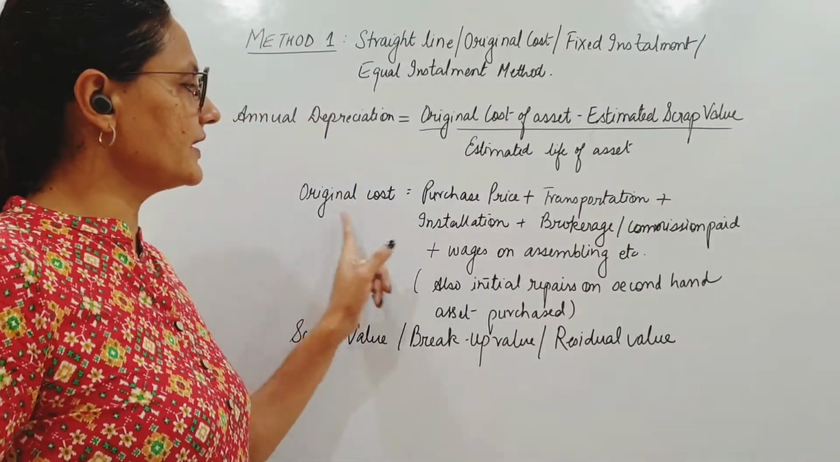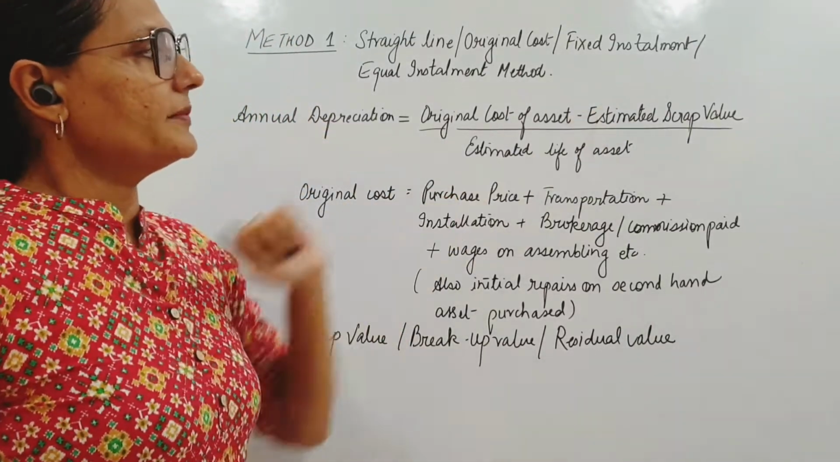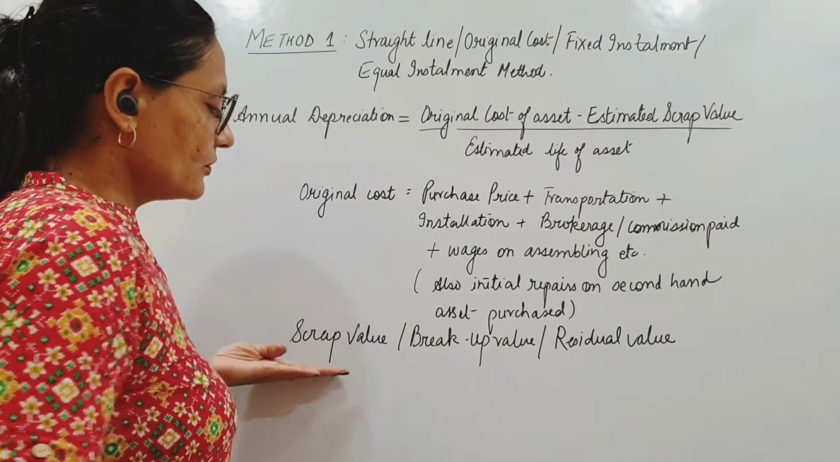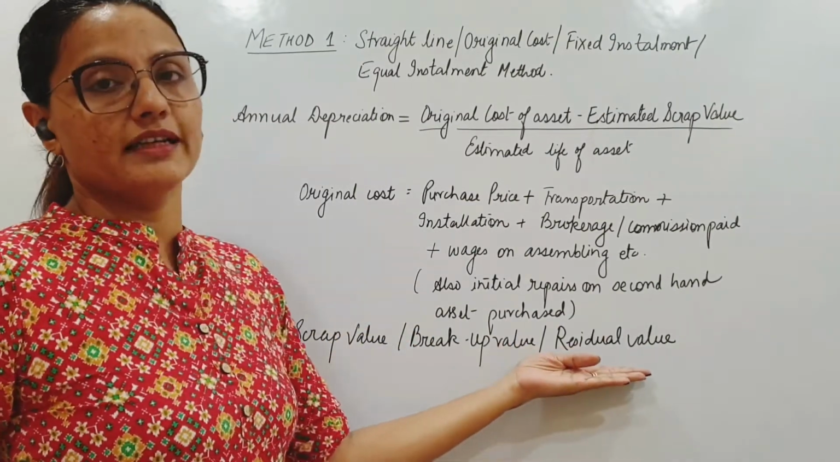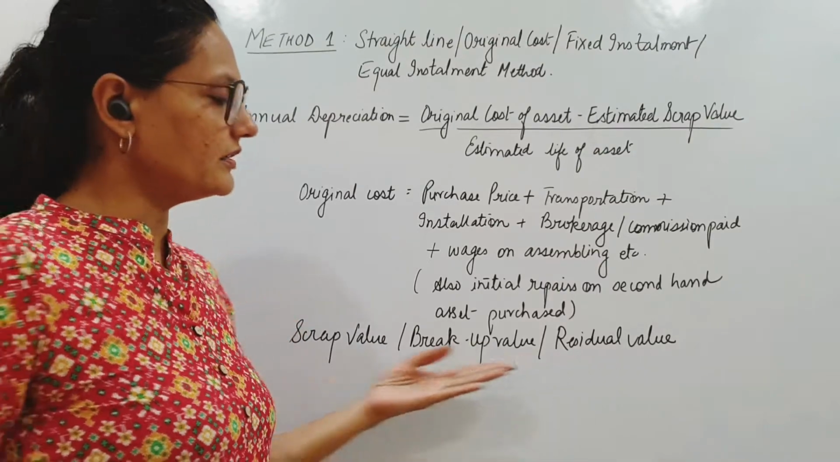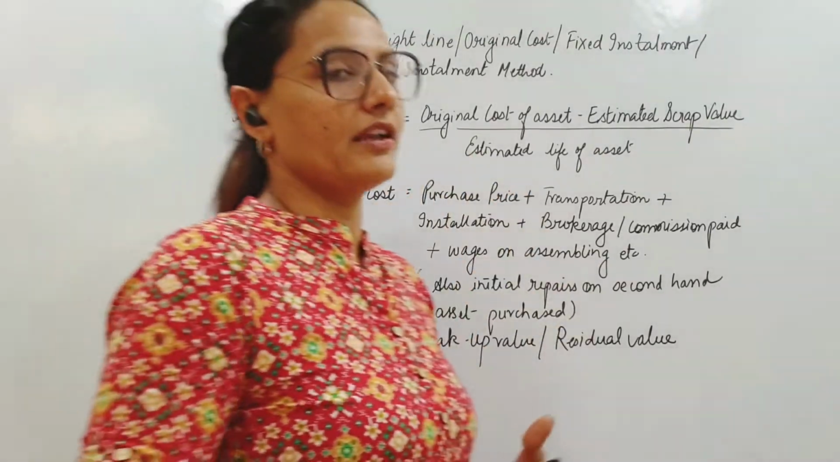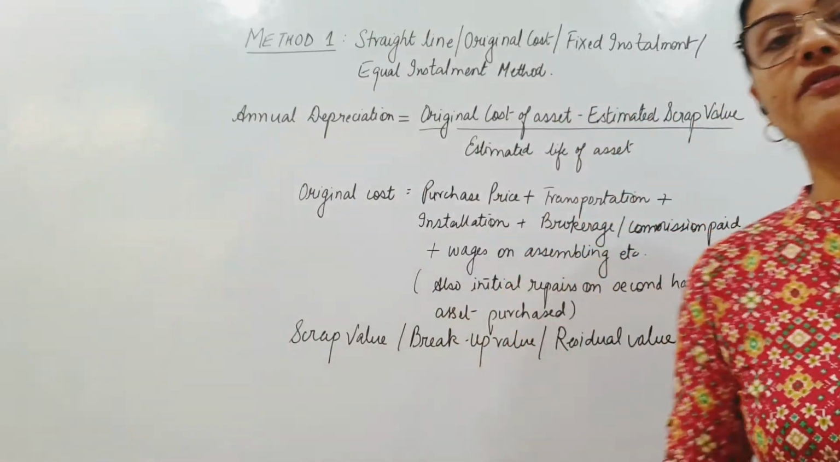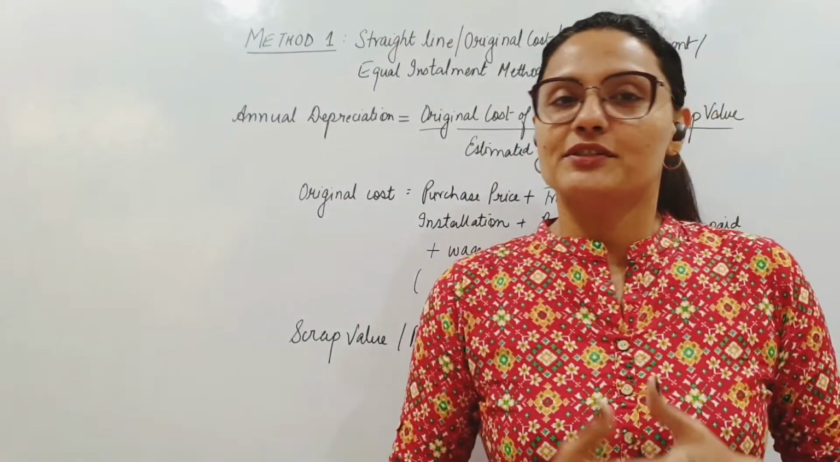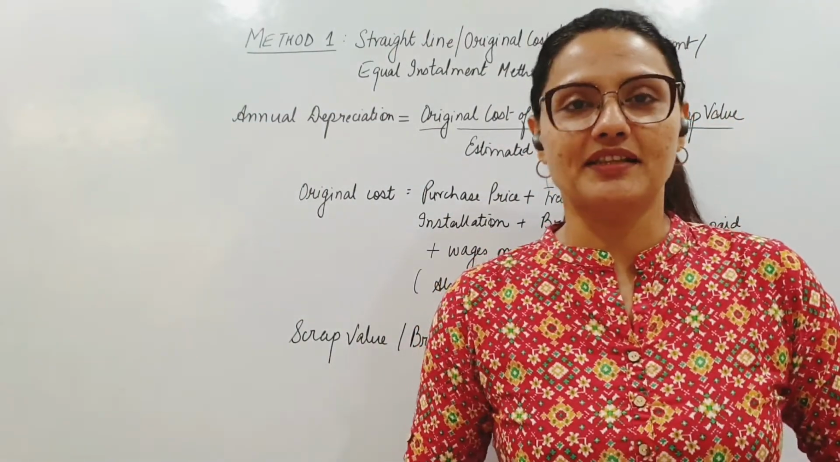So this done, you will get the original cost. Estimated scrap value. Scrap value is also known as break-up value or residual value. So these are the different names given to it. You should just be familiar with that. And the estimated life of the asset will be given to you in number of years. Alright. So given this, we are all set to do the sum.